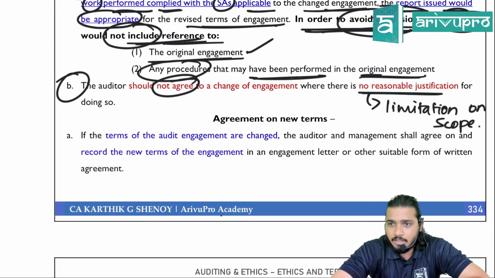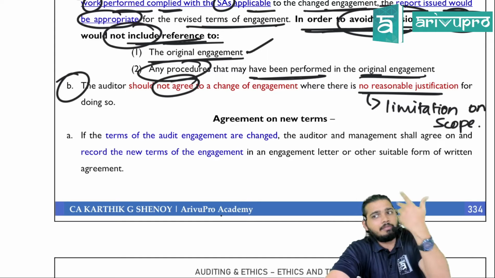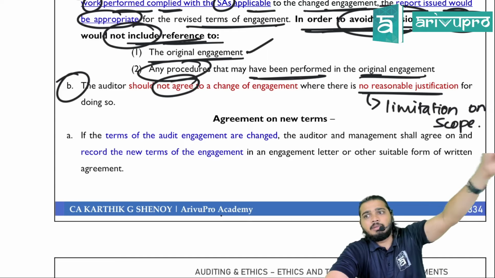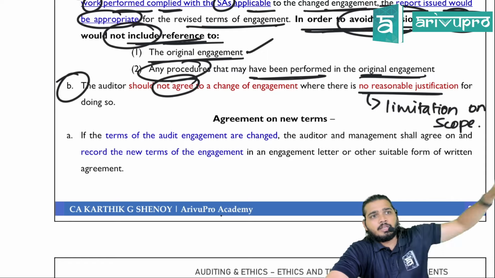Understood? If it is not a reasonable justification, then I will not accept. If you are limiting my scope, I will not accept. Only if it is reasonable, I will accept. Understood? Now imagine between management and me there is some conversation.